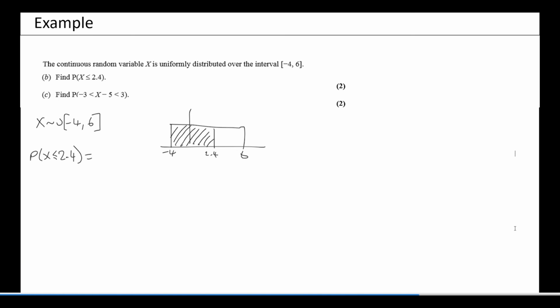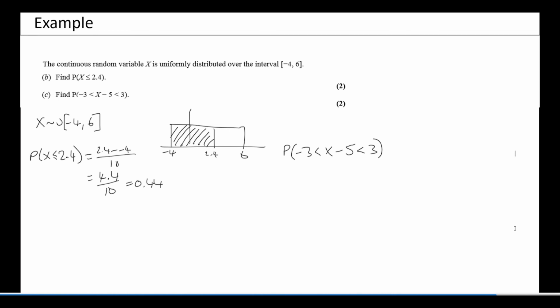So to find this probability, it's the width, so 2.4 minus -4. Well, that will give us 6.4 over 10. 6.4 over 10, 0.64. Okay. Next, we're given this probability statement, but in the middle we have x minus 5. Either we can rewrite the distribution with some coding to be x minus 5, or we can rewrite the probability statement to fit this distribution. I'm going to do the second.